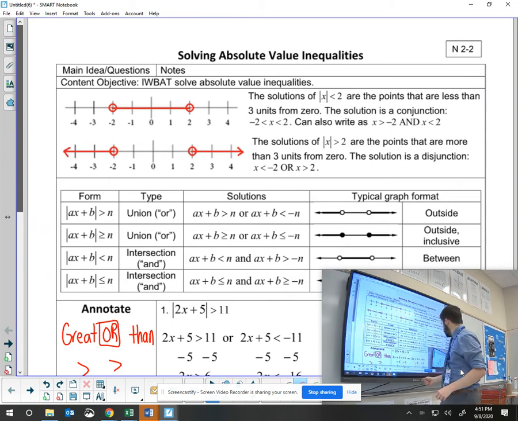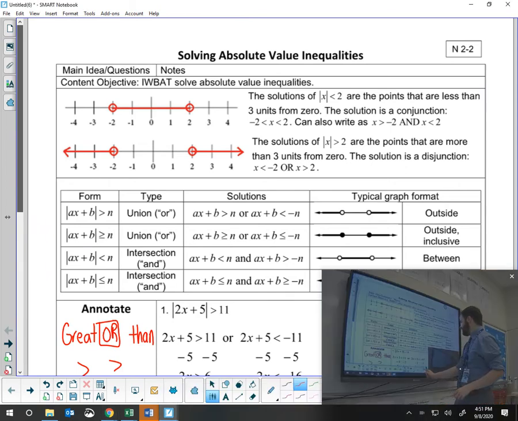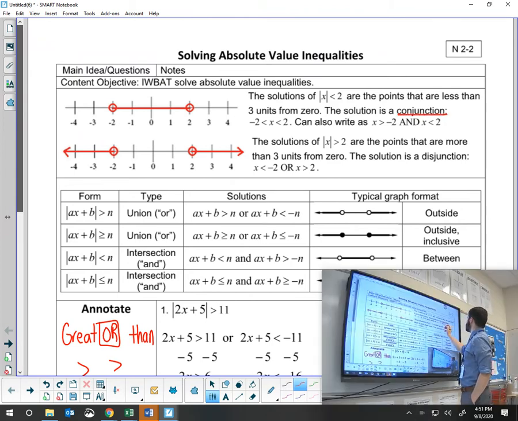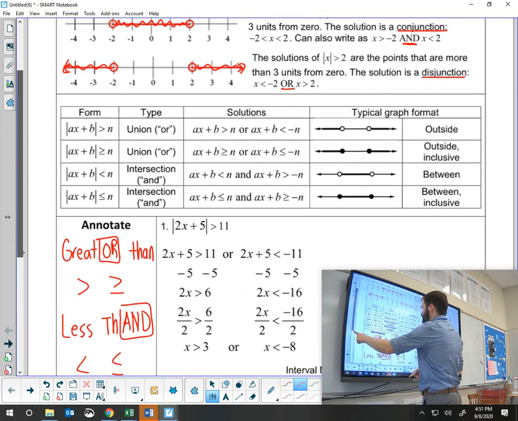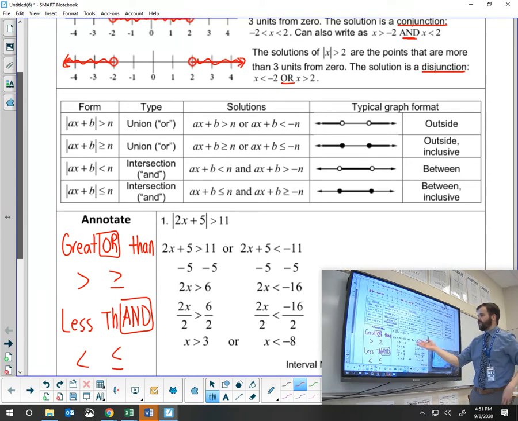Okay, so we're either going to have a conjunction, which is an and, where it fills in together, or we're going to have a disjunction, which is or, and it's going to fill out to the left or out to the right. Now I have a little trick that helps us decide which it is.